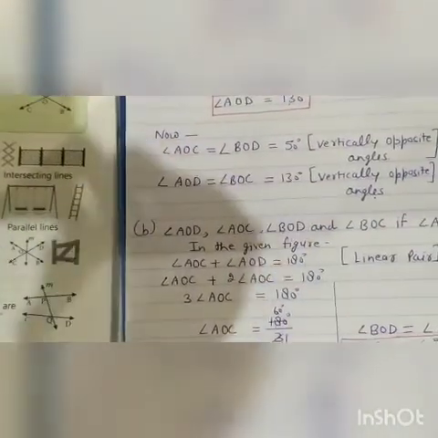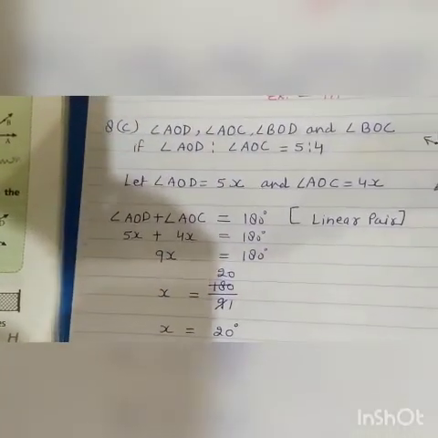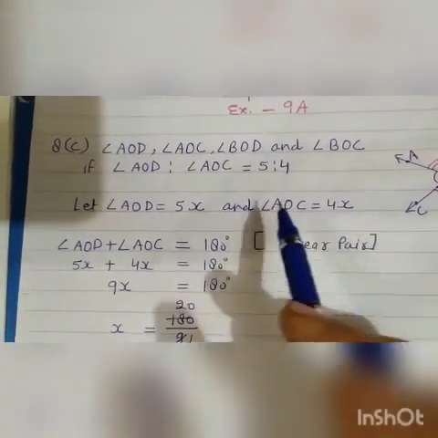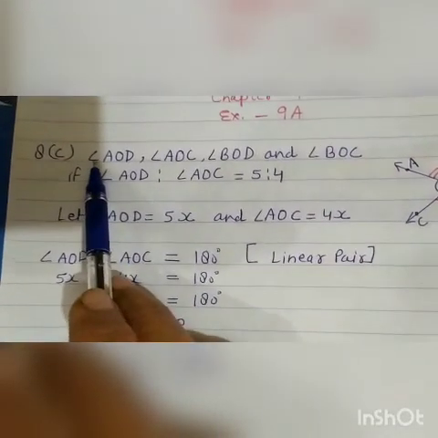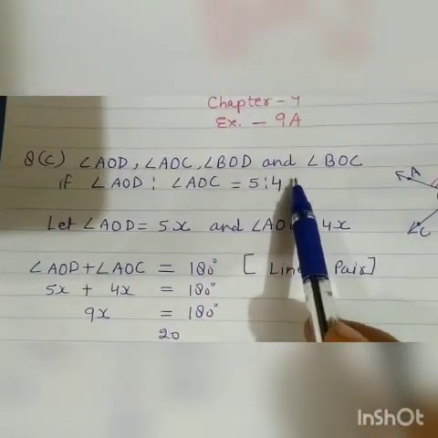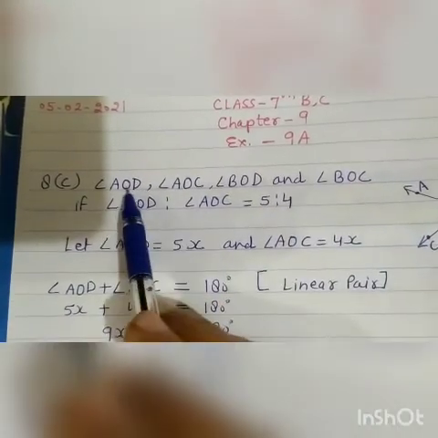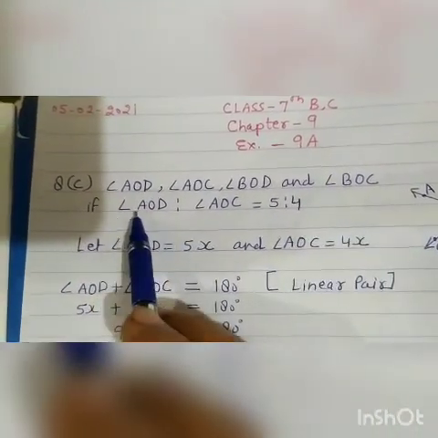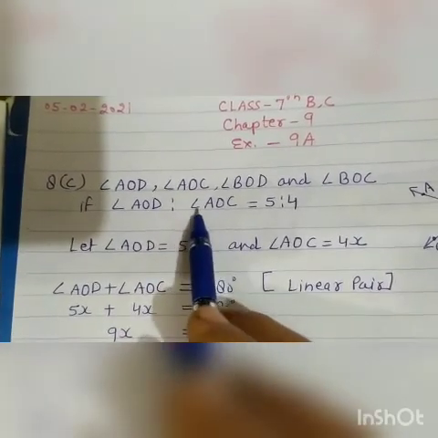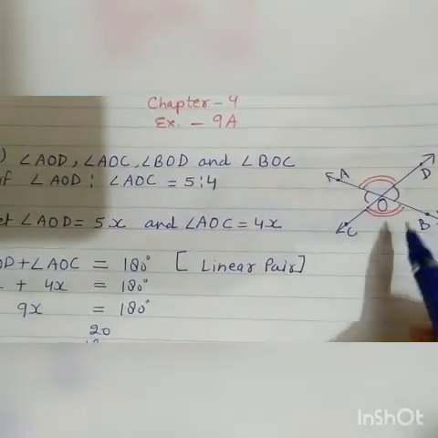Now come to part C. In part C, what is given? We have to find angle AOD, angle AOC, angle BOD and angle BOC. Again we have to find all four angles. What is given? The ratio of angle AOD to angle AOC is 5:4. The figure is the same.